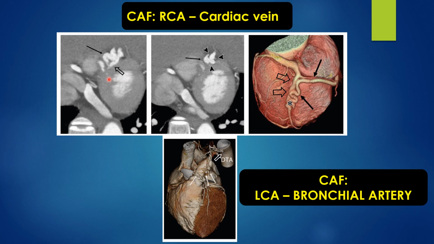Cardiac vein. So this is the coronary artery fistula which is going and joining the middle cardiac vein. This is the site of communication. This is a 3D image in which we are able to see the artery fistula as well as the dilated coronary vein. It can be between the left coronary artery and the bronchial artery. Here we are able to see that it goes and joins the bronchial arteries.